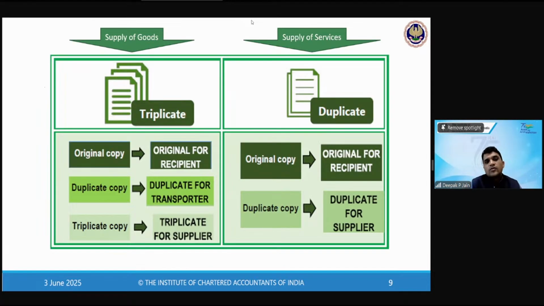If there is no transporter, still 2 copies are sufficient. If there is no transporter involved, how will you move the goods then? Transporter is not involved, but it has to get transported, right? In that case, how will the goods move? You might be using your own transportation, or the receiver may send someone, any of his transporters. In either case, if someone is coming to the place for purchasing, then fine, 2 copies are sufficient.